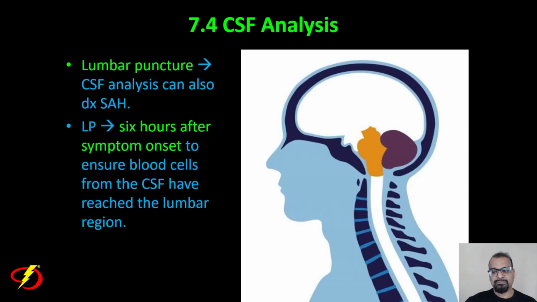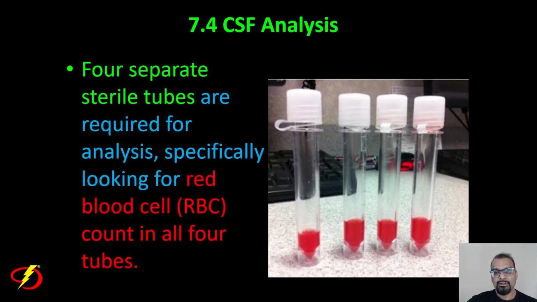Now, let's shift and talk about cerebrospinal fluid analysis. We obtain cerebrospinal fluid via lumbar puncture, and this analysis can diagnose subarachnoid hemorrhage. A lumbar puncture should typically be performed 6 hours after symptom onset, because that allows the blood cells distributed in the brain subarachnoid space to descend into the subarachnoid space of the lumbar region. 4 separate sterile tubes are required for analysis, specifically looking for red blood cell count in all 4 tubes.